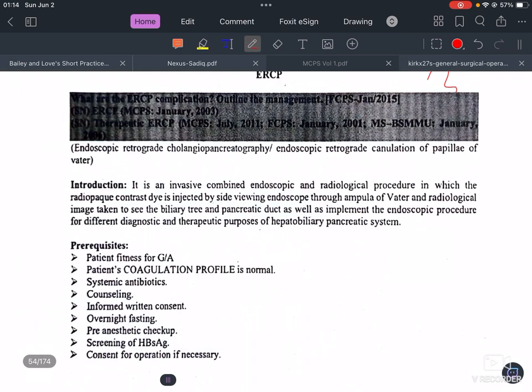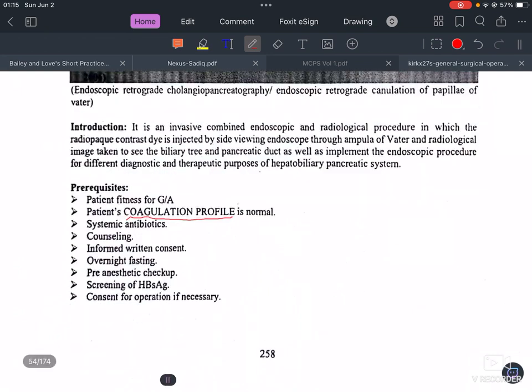Prerequisite: patient fitness for general anesthesia. Patient coagulation profile should be normal, so this is very important that coagulation profile should be normal. Systemic antibiotic should be administered. Counseling of the patient. Informed written consent should be taken. Overnight fasting. Pre-anesthetic checkup. Screening. HBsAg. Consent for operation if necessary.